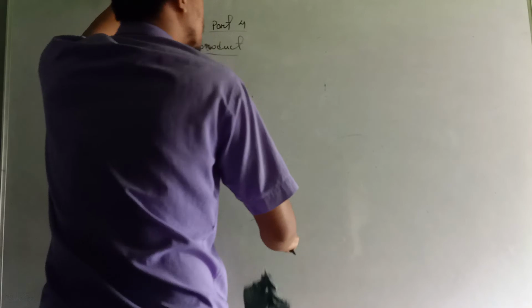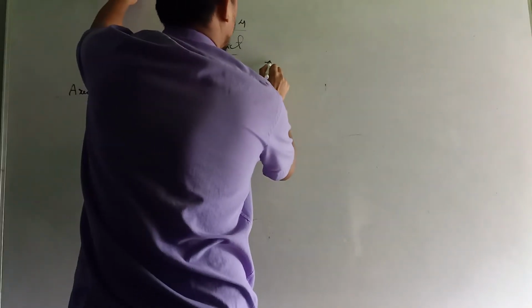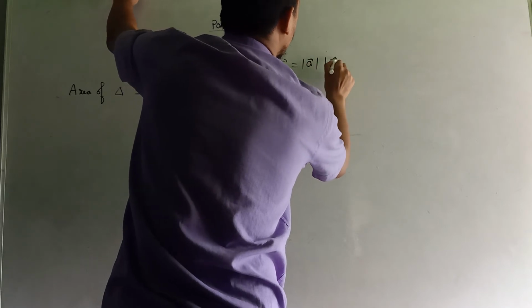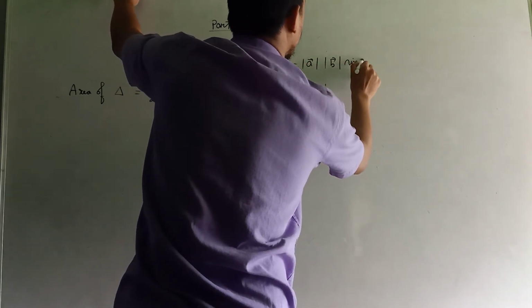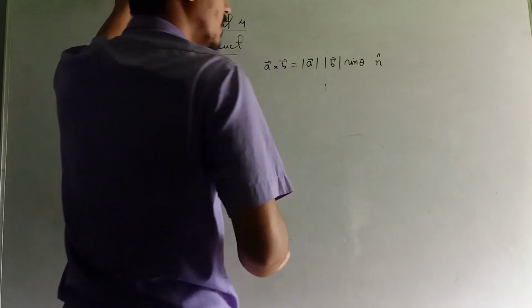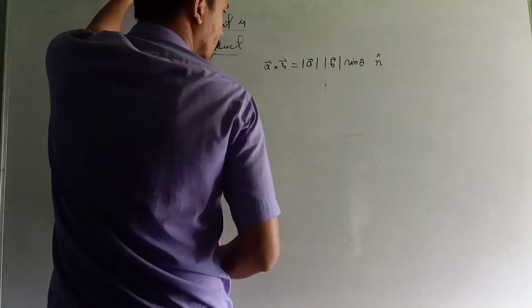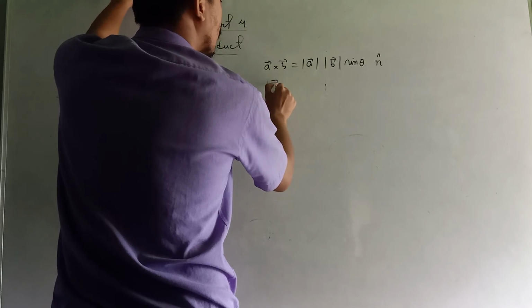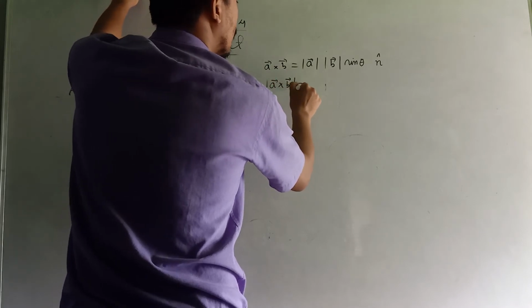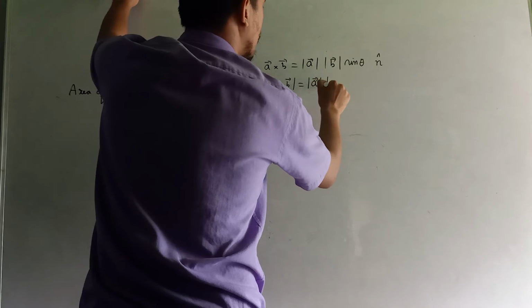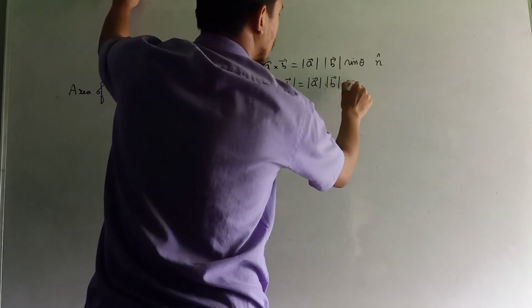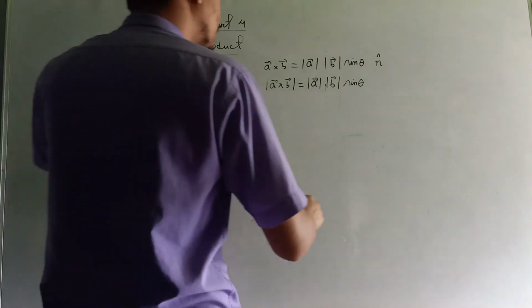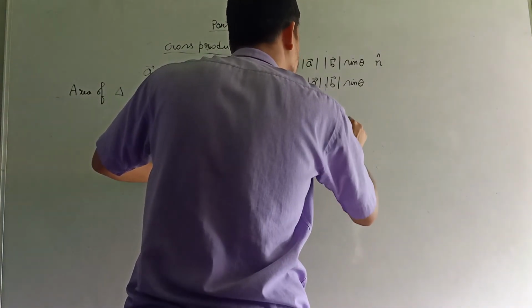Now, actually, A cross B definition is magnitude of A, magnitude of B, with the sine of the angle in between them, followed by your unit vector n cap. If we consider only the magnitude, then magnitude of A cross B will be equal to magnitude of A, magnitude of B, sin theta, and the magnitude of the unit vector is 1. Okay?